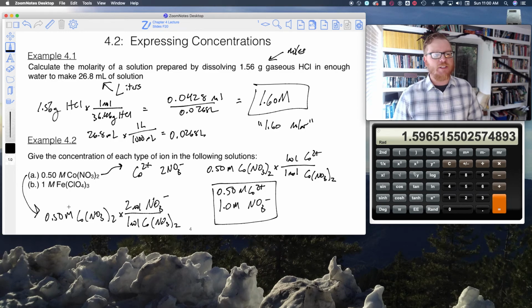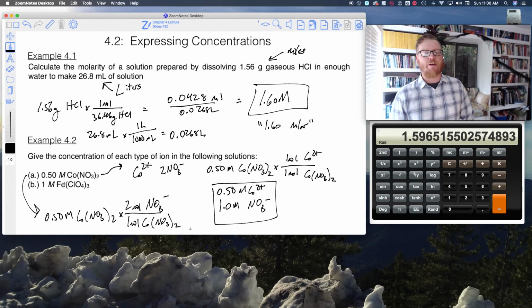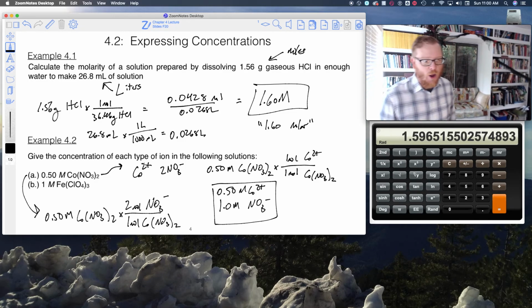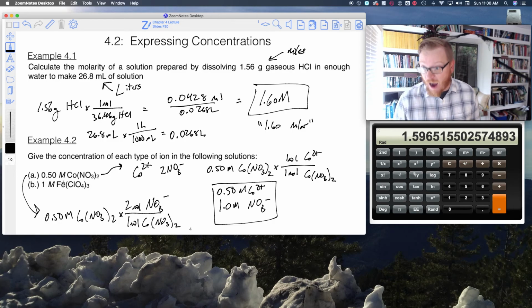Okay, I'm going to leave this part B for you to do on your own, but I'll just say very briefly, hopefully maybe you can see this now. In 1 molar iron 3 perchlorate, there's going to be 1 molar of iron 3 and 3 moles per liter, or 3 molarity, perchlorate. Okay, hopefully you can see that without having to go through this dimensional analysis. If not, practice makes perfect. Okay, so let's keep moving forward.